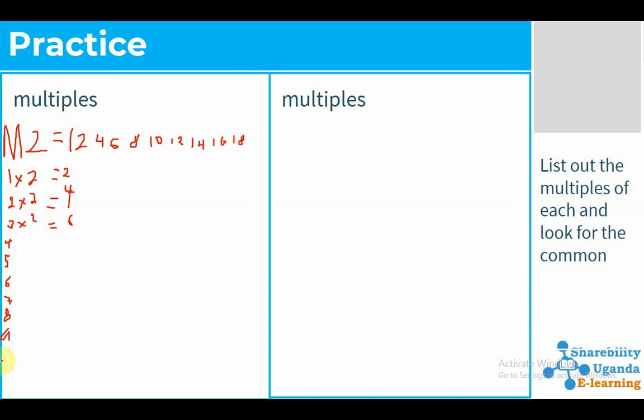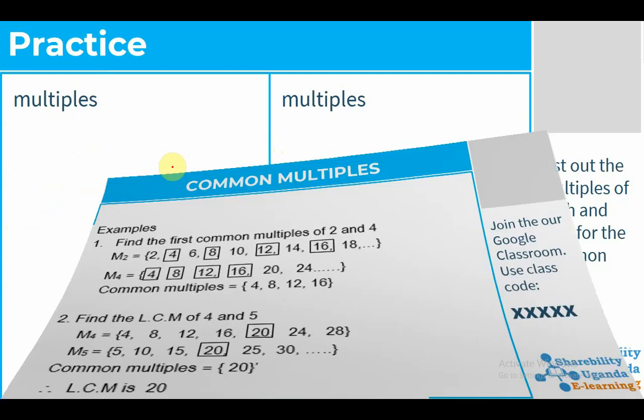When you say 10 times 2, okay, we shall be able to get our 20 here. So we shall be able to say these are our multiples of what? Multiples of 2. You can get as many as possible. You can even continue up to infinity. Okay, so we shall say these are our multiples of 2.